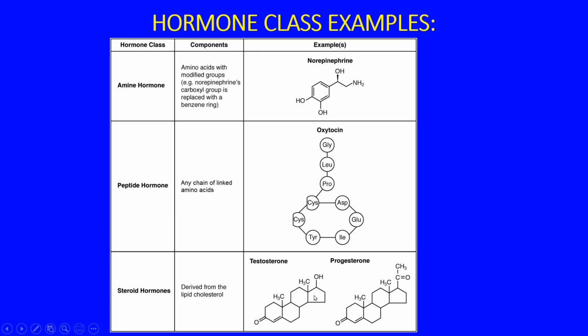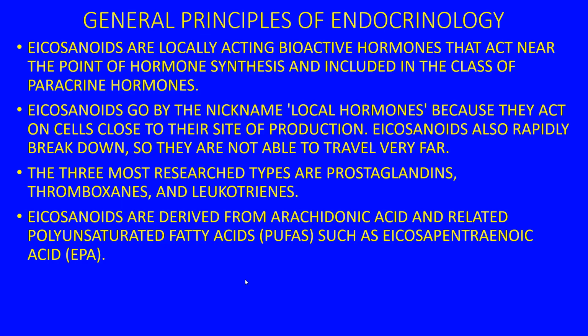There are three most researched types of eicosanoids. They are the prostaglandins, the thromboxanes, and the leukotrienes. Now, eicosanoids are derived basically from arachidonic acid and related polyunsaturated fatty acids. These are called PUFAs, P-U-F-A-S. I know it sounds kind of funny, but one of them is best known as eicosapentaenoic acid, EPA.